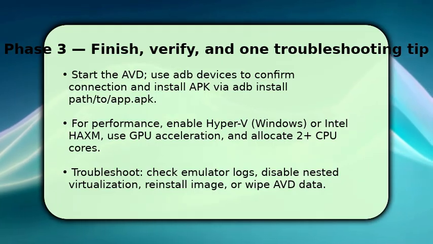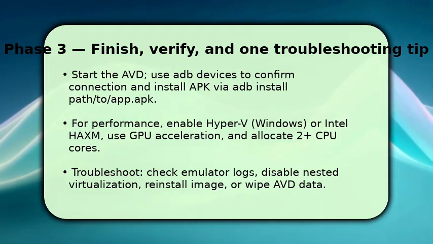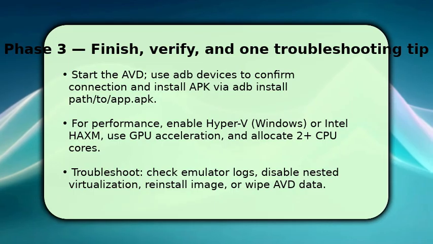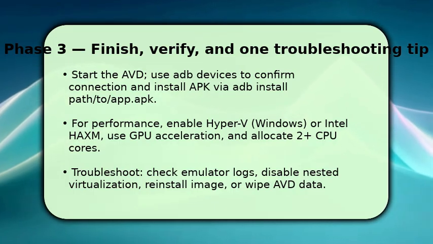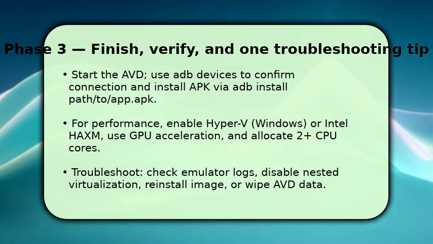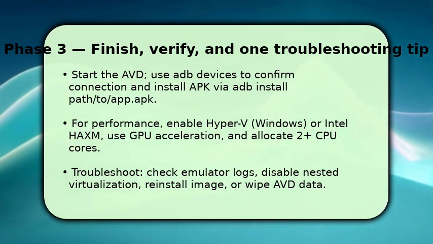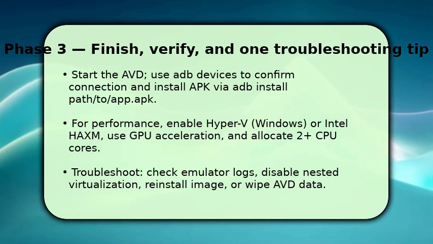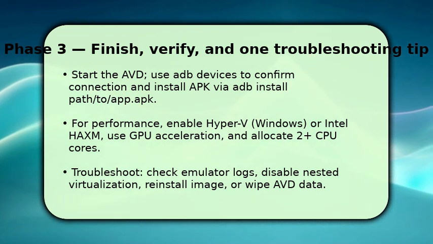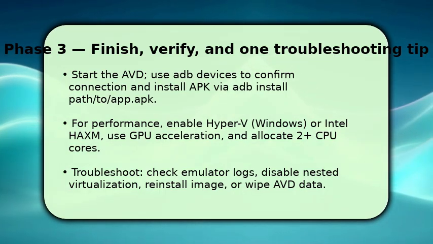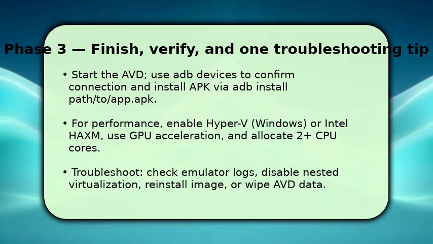For consistent performance, enable Hyper-V on Windows or install Intel HAXM, allow GPU acceleration, and give the AVD at least 2 CPU cores. If something fails, check the emulator logs for errors, try wiping AVD data, reinstall the system image, or disable nested virtualization in BIOS. These fixes resolve most boot and performance issues.